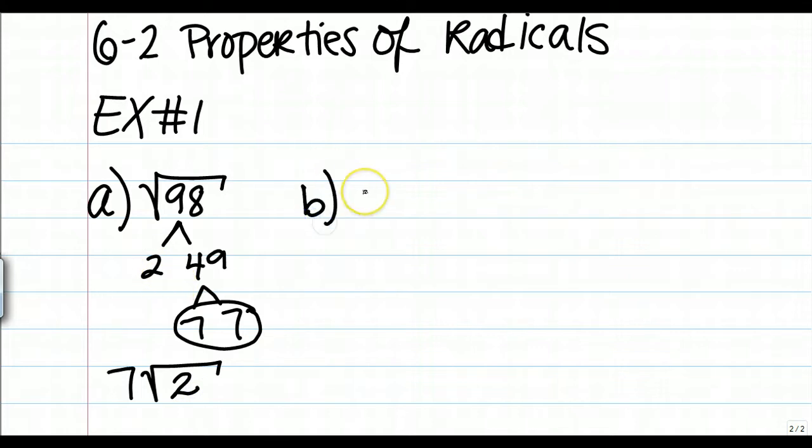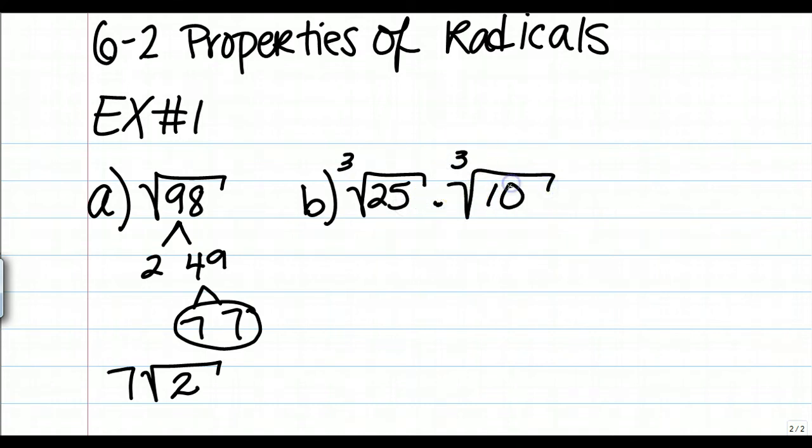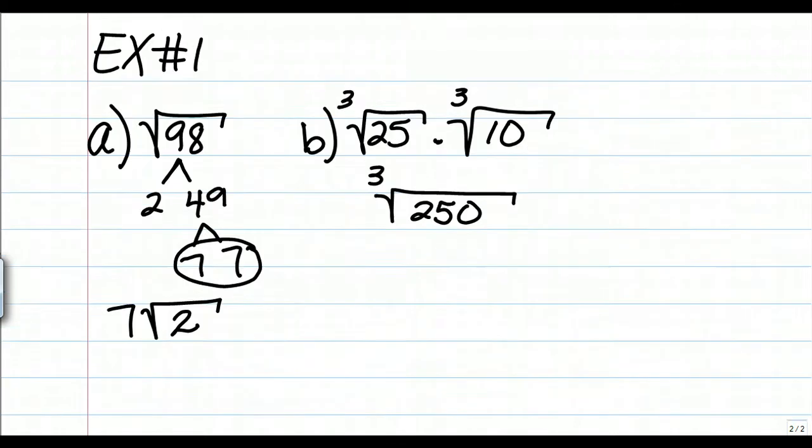Let's do another one so you can see more what I'm talking about. If you have the cube root of 25 times the cube root of 10, I would go ahead, and since they're both cube roots and it's not a square root and a cube root, you can go ahead and multiply the inside of these two numbers together. So I know that 25 times 10 is 250, and it's still a cube root. Don't forget to write that because we got to make sure we keep our index there.